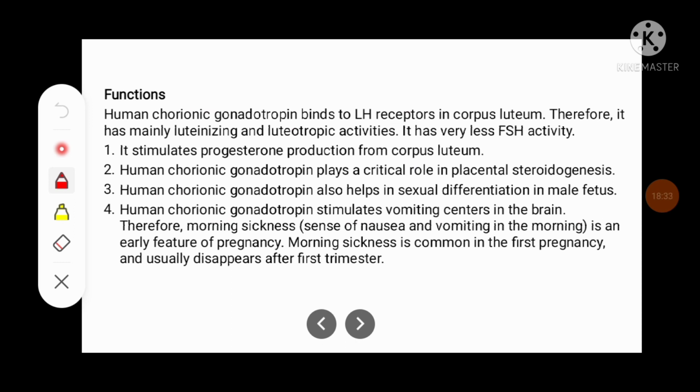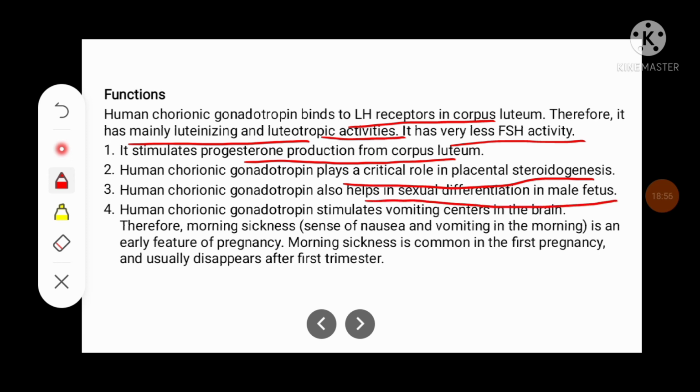Functions. The human chorionic gonadotropin binds to LH receptors in the corpus luteum. Therefore, it has mainly luteinizing and luteotropic activities. It has very little FSH activity. It stimulates progesterone production from the corpus luteum. It plays a critical role in placental steroidogenesis. It also helps in the sexual differentiation in the male fetus. It stimulates the emetic centers in the brain.